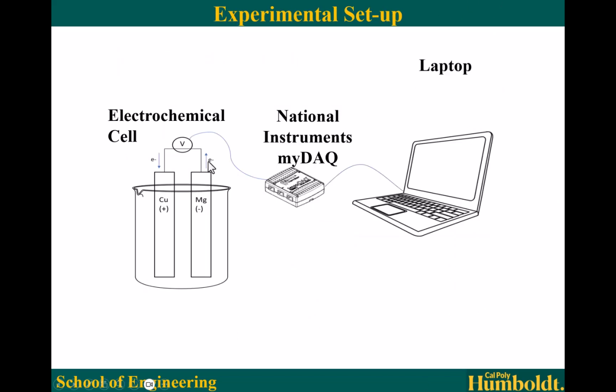So our setup is fairly straightforward. We're going to have copper as our positive electrode, and all the other metals as our negative electrode. We're going to have our beaker with salt water. We're going to connect to our National Instruments MyDAQ device, which is going to be controlled with our Python script to measure that voltage. We are going to save that data, export it, and analyze it with our laptop. Very fun, very straightforward experiment.